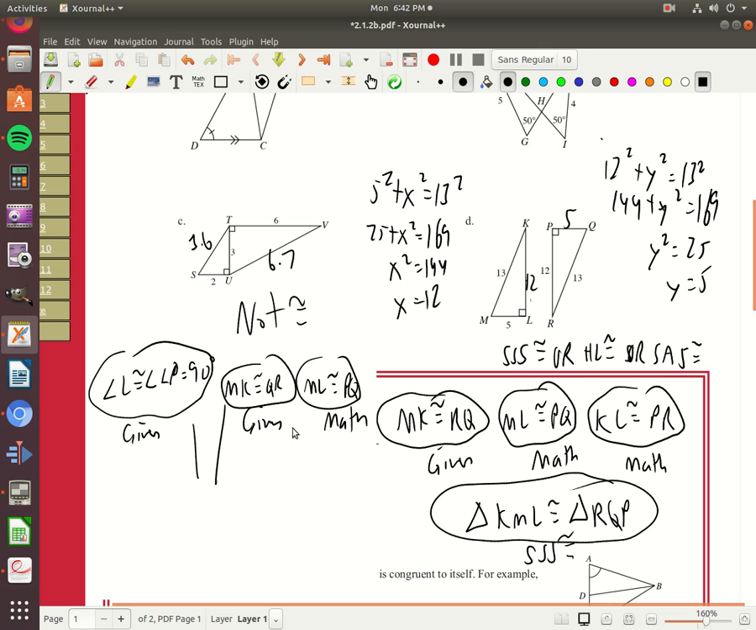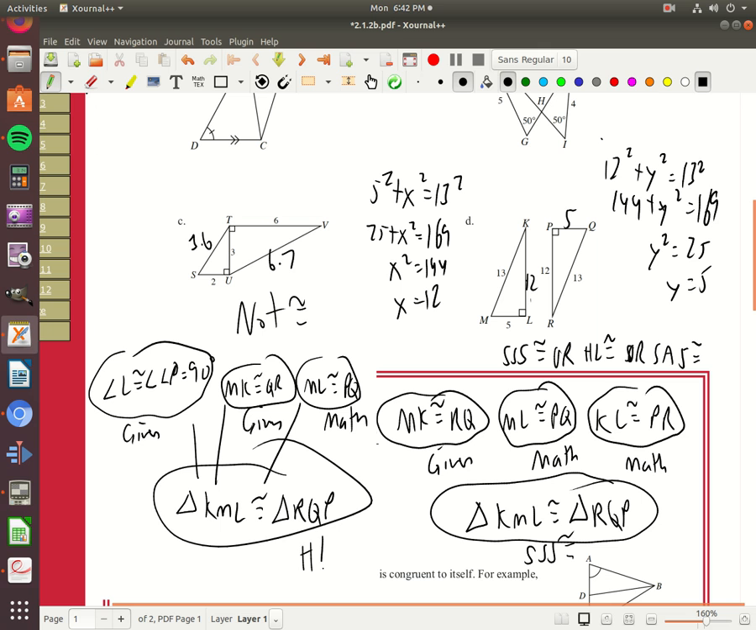And now we've proven a 90-degree angle. The hypotenuse are the same, and the leg is the same. So I'll say triangle KML is congruent to triangle RQP. But this time we didn't use side, side, side. This time we used hypotenuse leg. So either of these is totally acceptable. And again, you can also make one for side angle side that would also be totally acceptable.